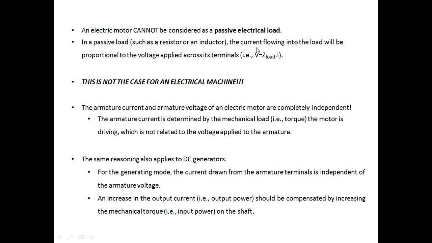But in an electrical load, voltage is proportional to the load, because according to Ohm's law we take V equals I into Z, where Z is the impedance of the load. But when we use a DC machine or DC generator, the value of current is independent of the voltage. So to increase the output current, that is, to increase the output power, it should be compensated by increasing the mechanical torque, which is nothing but the input torque.